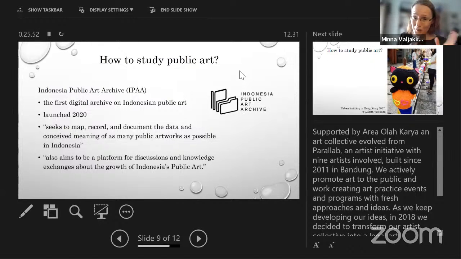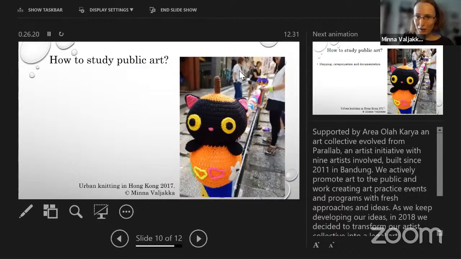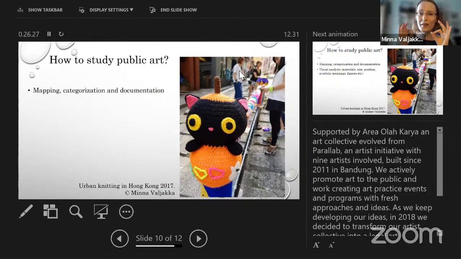And of course, not just recording them, they also aim to build a platform for discussions and knowledge exchange about the growth of Indonesia's public art. So if you and your students are interested in public art in Indonesia, you might get involved in some ways. Maybe just some food for thought. And of course, in practice, when we speak about how to study public art, this kind of mapping, categorization, and documentation is the key. That's where we start.